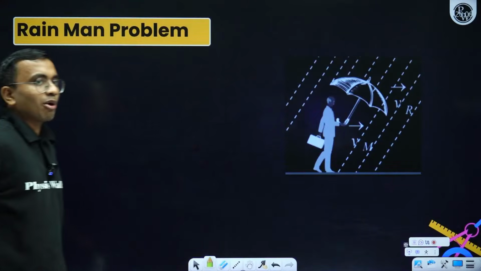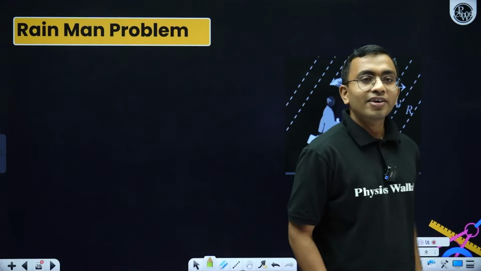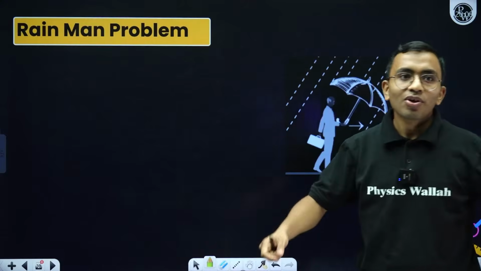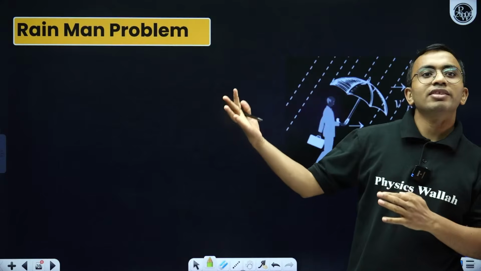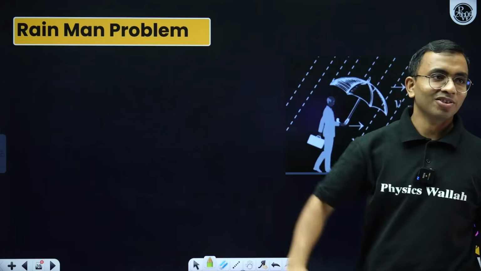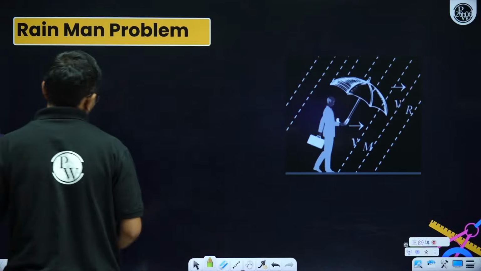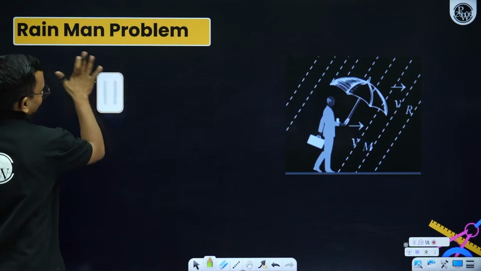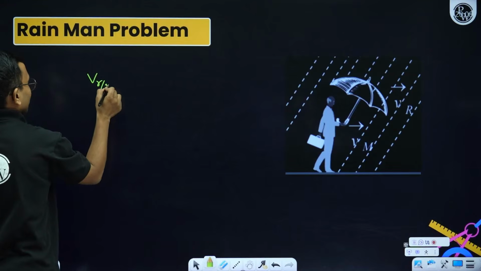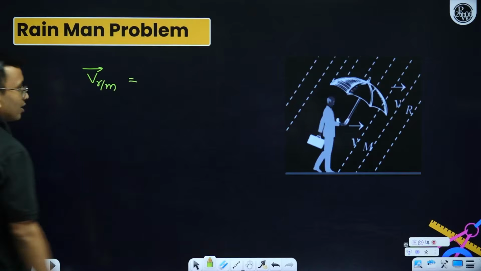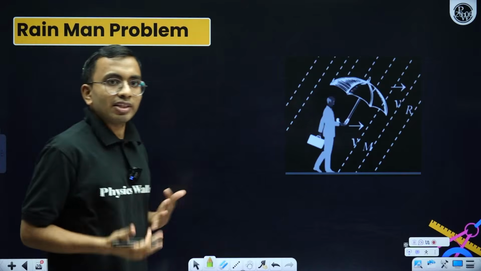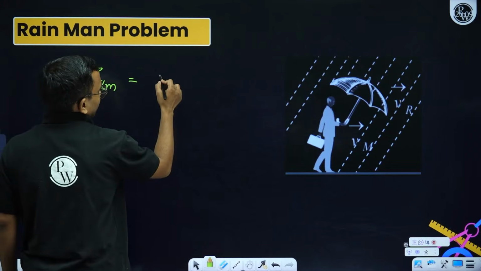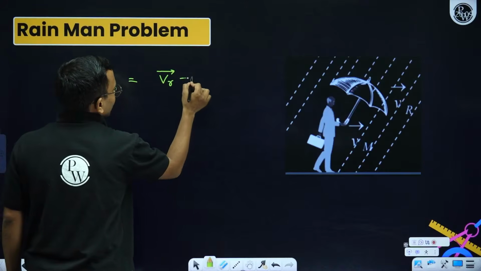Okay, now let us talk about the Rainman problem. Here, rain is falling at some angle. The person is running on the ground. So the velocity the person will see will be different from the velocity of the rain. I will say velocity of rain with respect to man. This is the velocity the man will actually see. So you will write velocity of rain with respect to man as velocity of rain minus velocity of man.